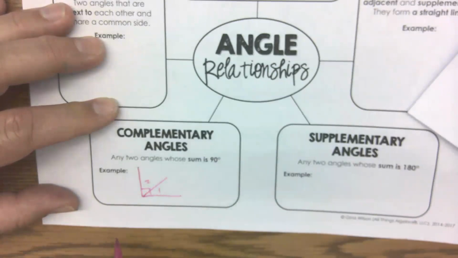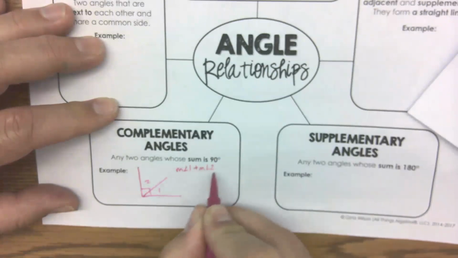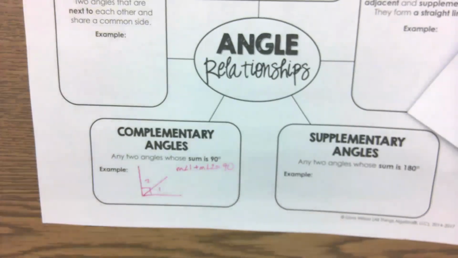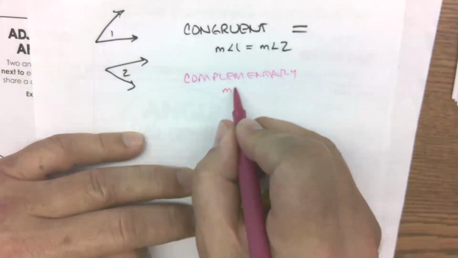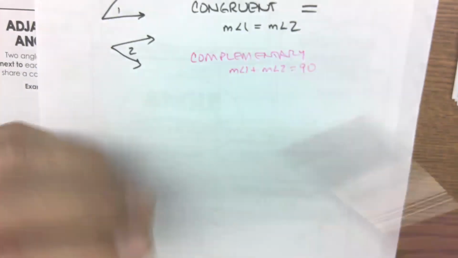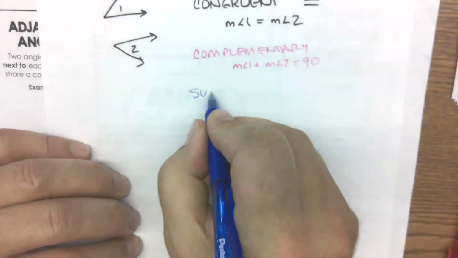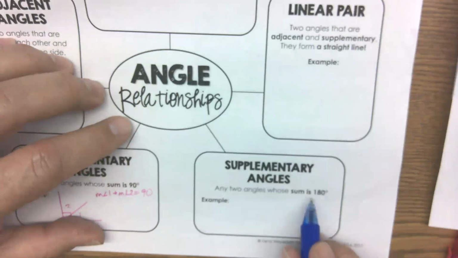This is notes. And so you know that the measure of angle 1 plus the measure of angle 2 equals 90. So again, if we were told they were complementary, we'd know that the measure of angle 1 plus the measure of angle 2 equals 90 degrees. The third scenario is that we're told that these angles are supplementary. And as you see in the notes, it tells you that supplementary angles add up to 180.